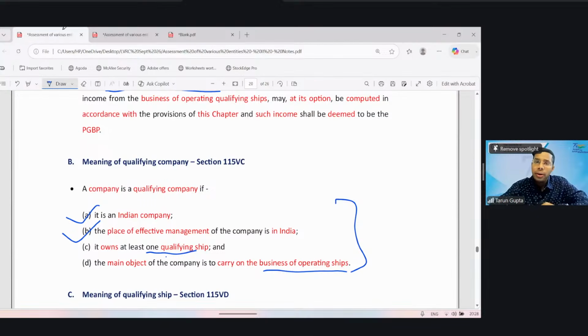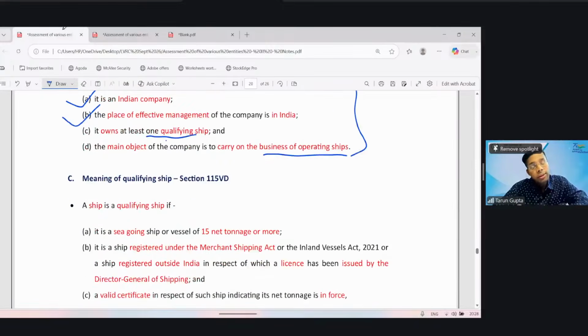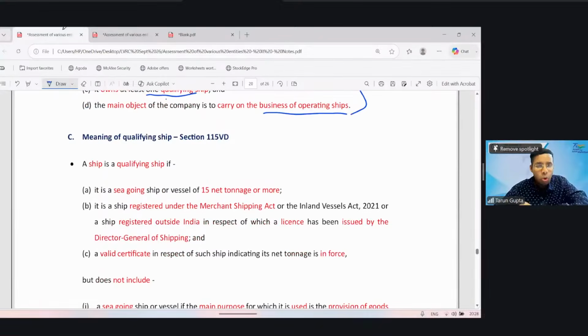This scheme is not mandatory, it is optional. But once you exercise the option, then you have to stay in this scheme for a reasonably long period of time. Now, what is a qualifying ship?